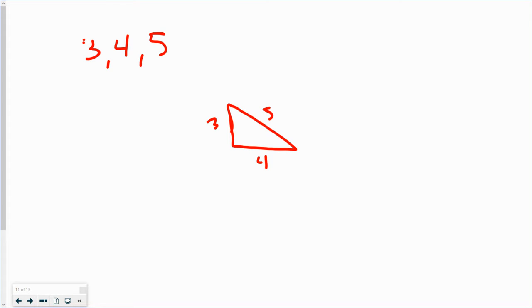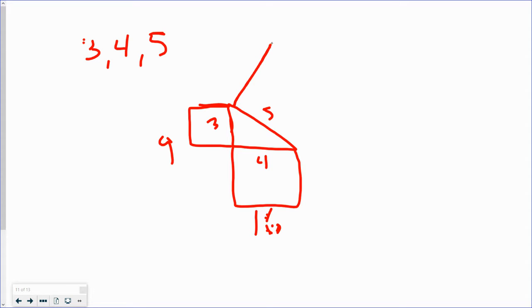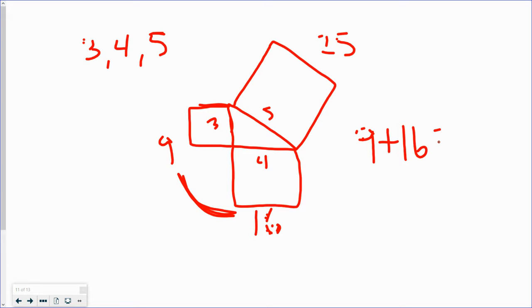They're saying here, to figure out if it's acute, obtuse, or right, that you turn this into a square. The area of this square, if its sides are 3, would be 9. If the sides of this one are 4, the area would be 16. If the sides of this one are 5, the area would be 25, right? So the sum of these two smaller sides, 9 plus 16, and 25. What's true about them?